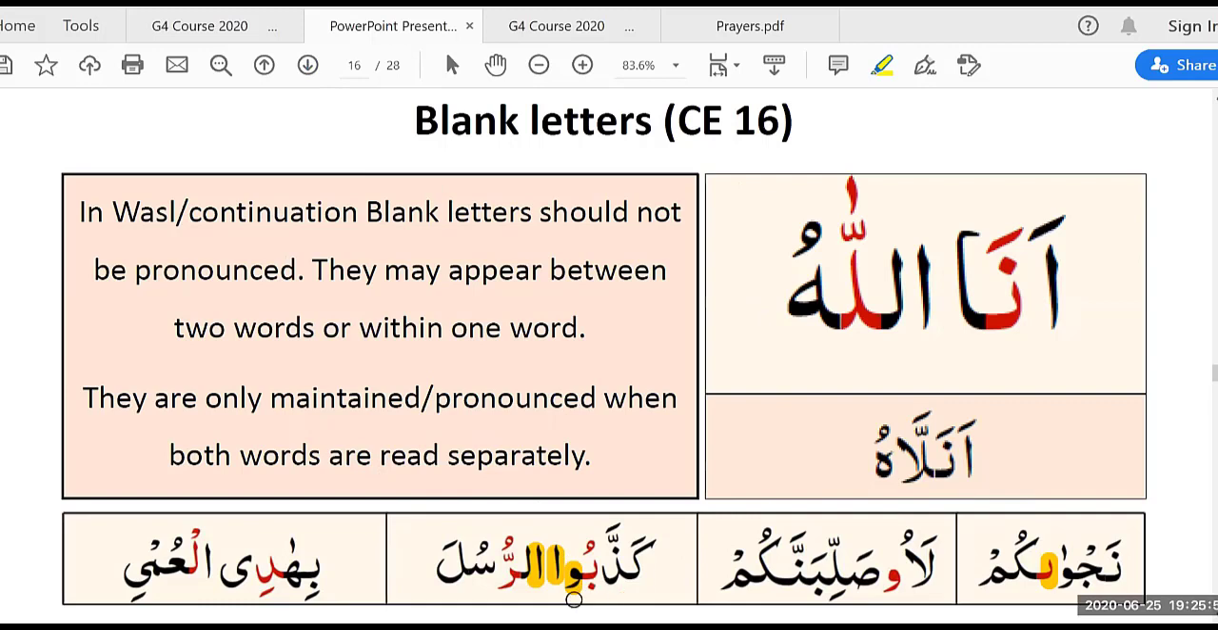But let's look at this example. If we were to stop at the first word, Kazzabu, and start from the next word, then the blank letter will be pronounced. And as we covered the rules of blank alif, we know that if it's followed by lam, it will always take a fatha. So this will be ar-rusula. Okay, so I hope that it is clear.